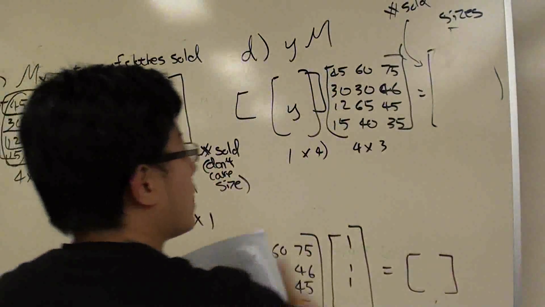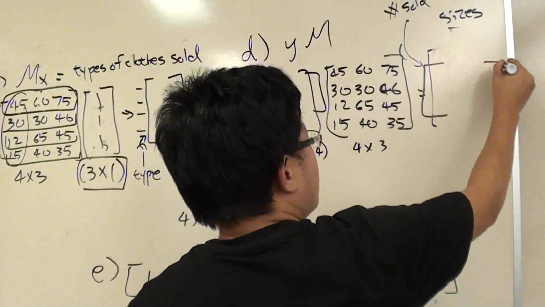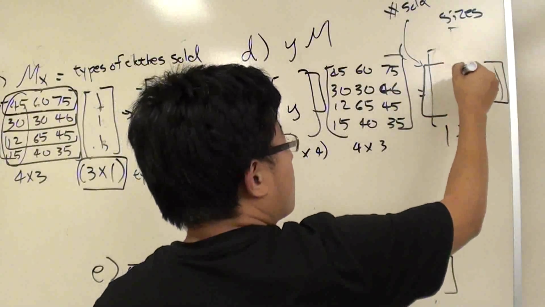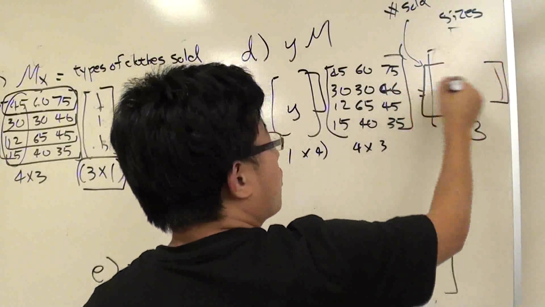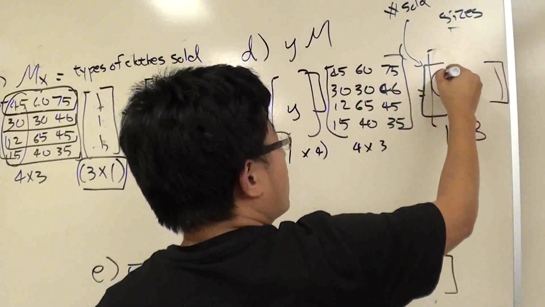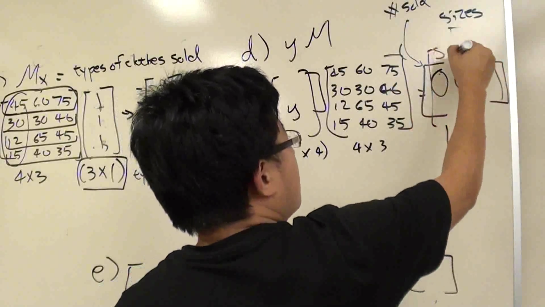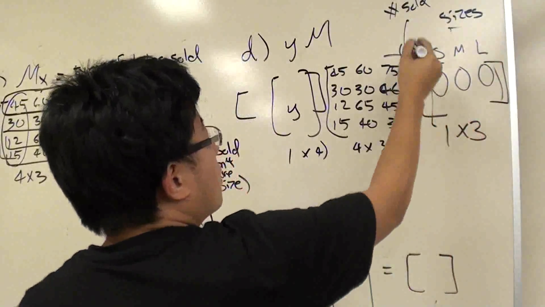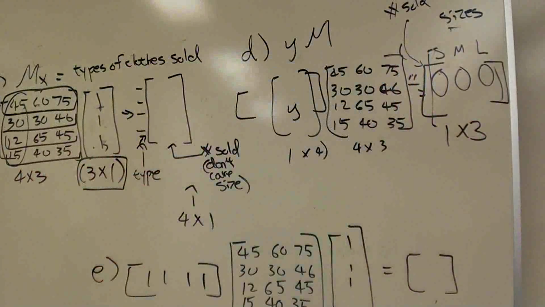So it shouldn't look like that. It should look like this, because it's times 3 by 1, right? So it's going to have 3 columns and 1 single row. This single entry should be the small size, medium size, and large size, and this will just be the total number of clothes sold. So we figured out the dimension.